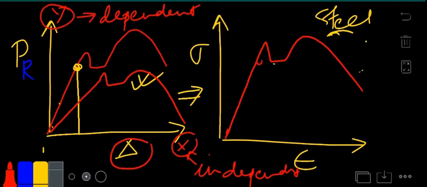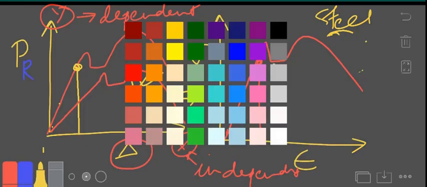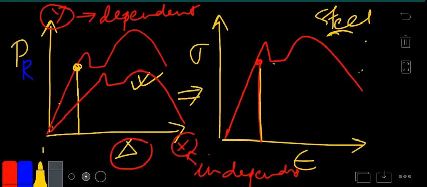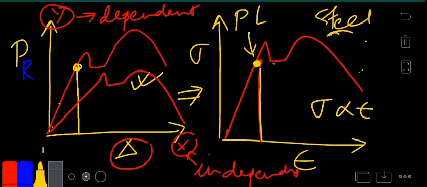Okay, the nature of the graph will be exactly the same. Now, at this particular point right here, we see that the stress and strain are linearly dependent, that is, sigma is proportional to strain. This particular point is what we call the proportional limit. Okay. So this is how the stress is proportional to strain, and this comes through experimentation, right? And this is a very important concept.